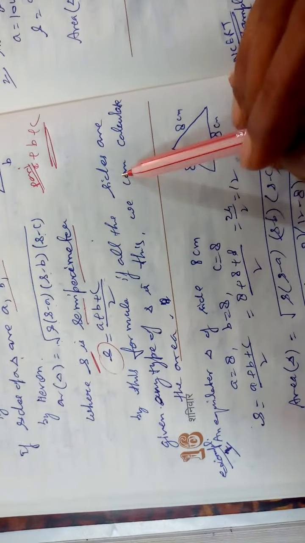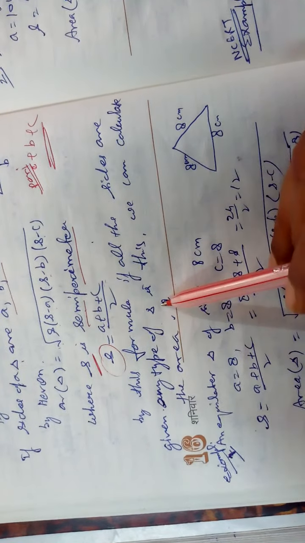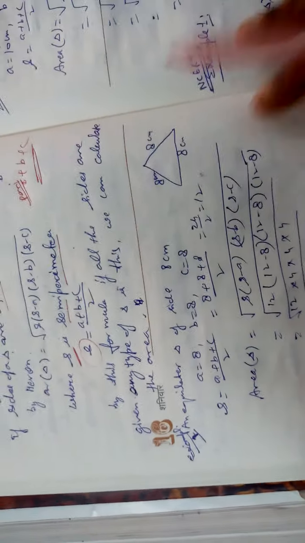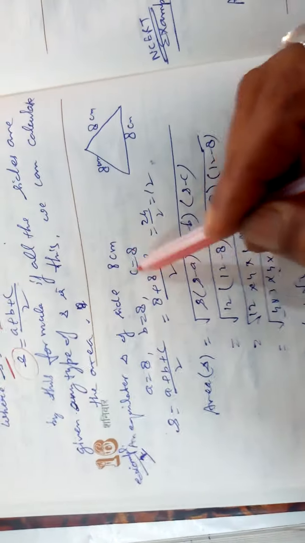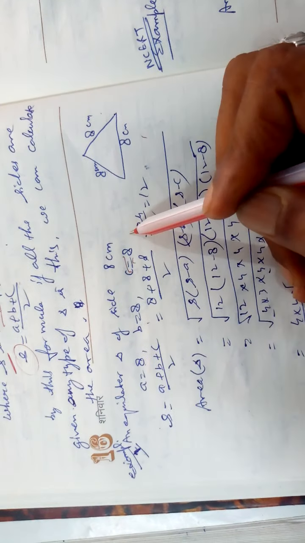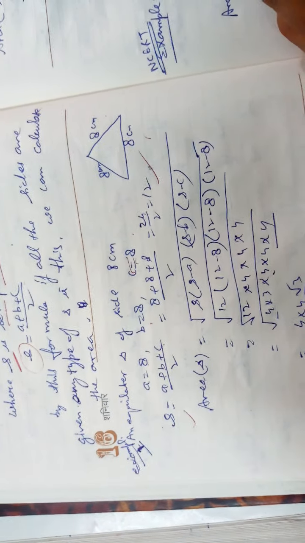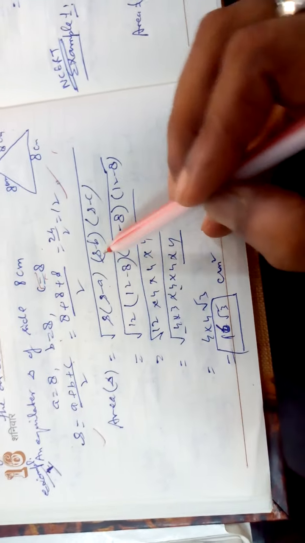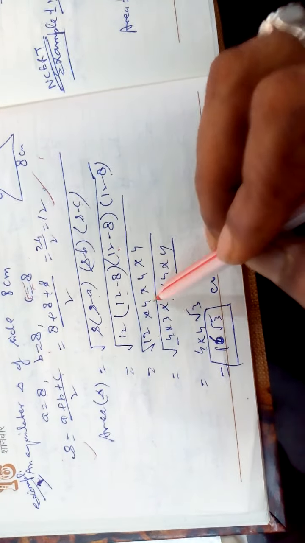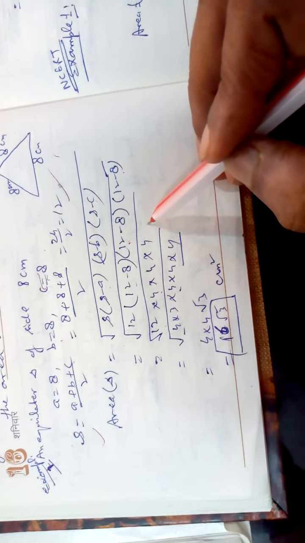By this formula, if all the sides are given, for any type of triangle, equilateral, isosceles, or scalene, you can get the area of the triangle. An equilateral triangle has side 8, for example ABC means all the sides are 8. So A plus B plus C, calculate the S, you will get 12. Area: S minus A, S minus B is 12, 12 minus 8, 12 minus 8, 12 into 4 into 4 into 4. Class 8 we know how to find the square root.